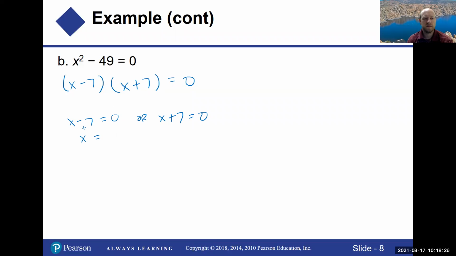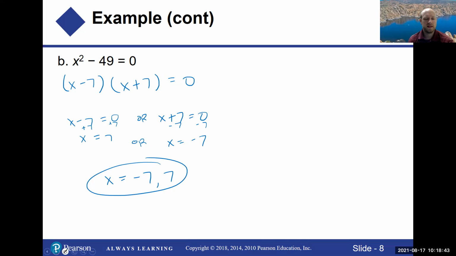So x minus 7, I'm going to add 7 to both sides. So it's x equals 7. X plus 7, I'm going to subtract it. So I'm going to get -7. So x equals 7 or x equals -7. So again, in my math lab, we're going to put it into a comma separated list.